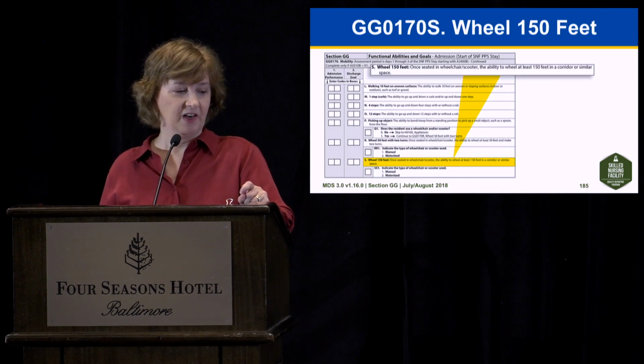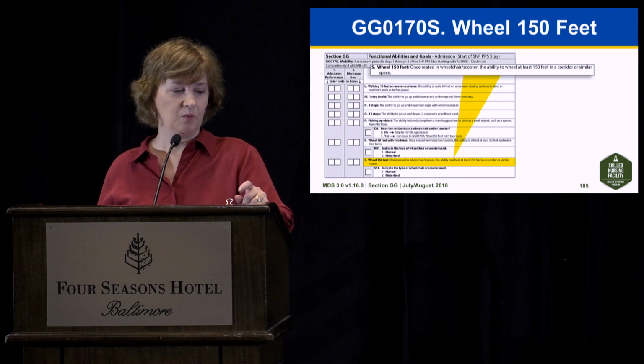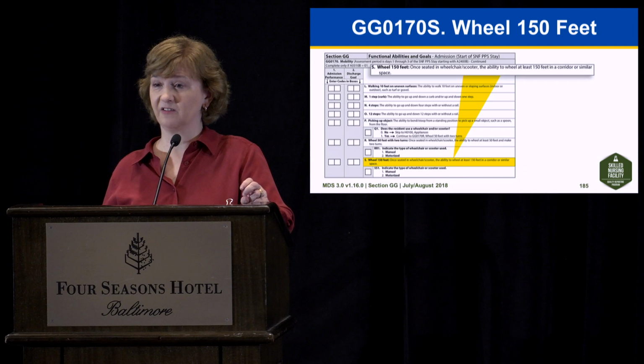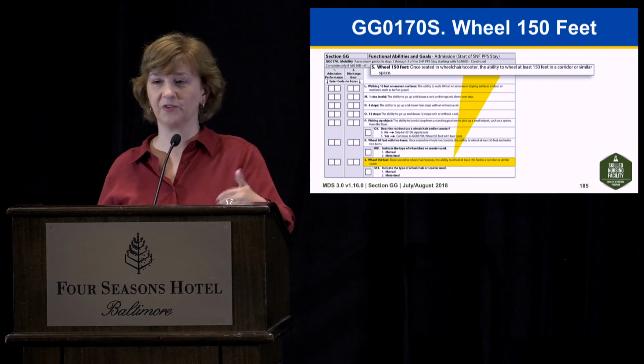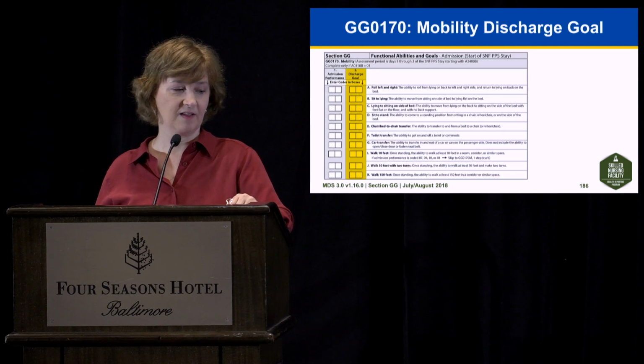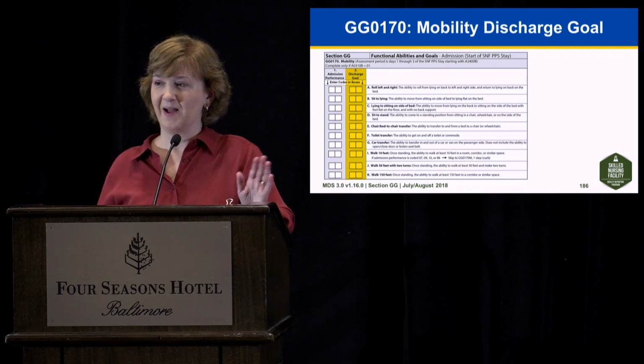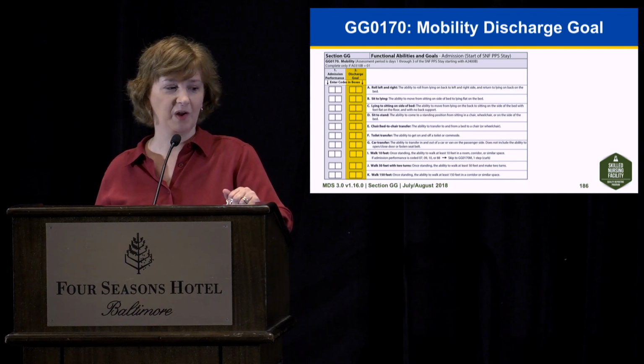So the next activity is wheel 150 feet once seated in the wheelchair or scooter, the ability to wheel at least 150 feet in a corridor or similar. So again, the same as what we talked about before. So we don't have a coding scenario here.